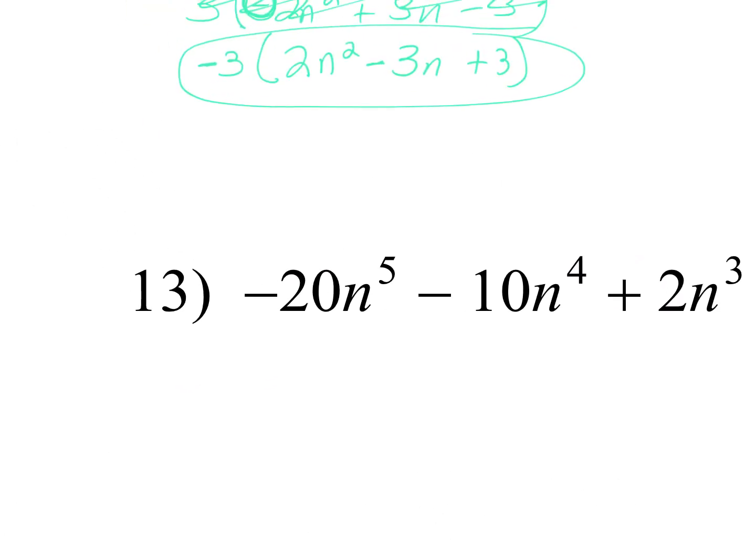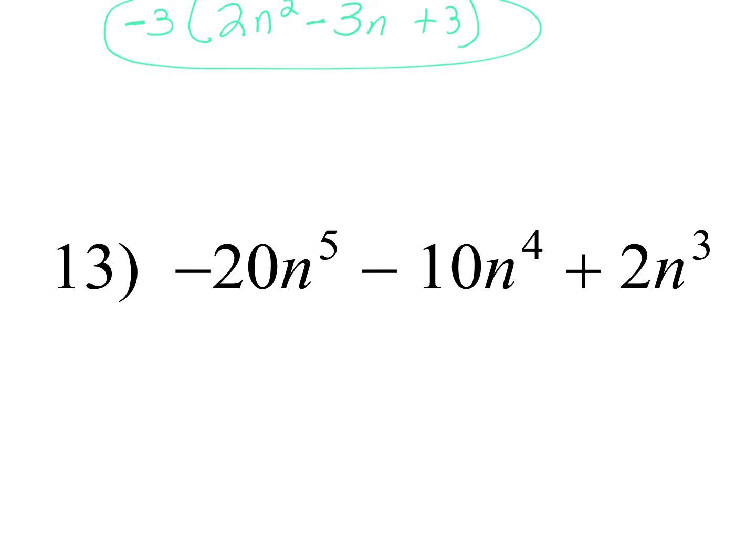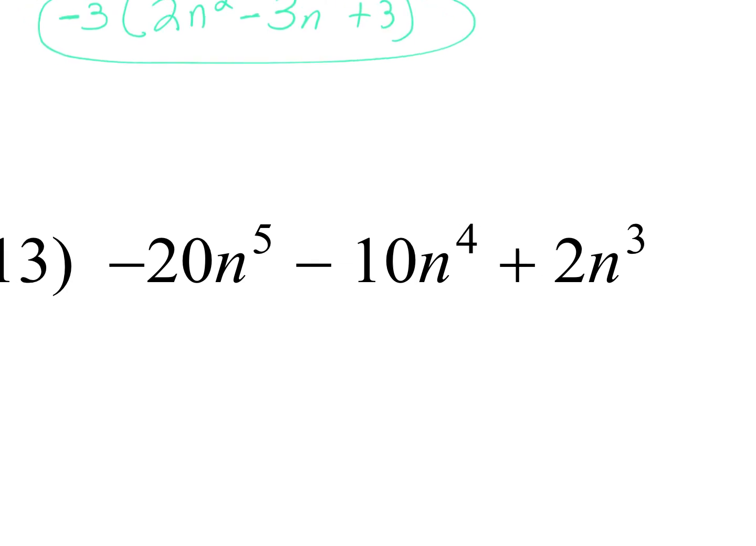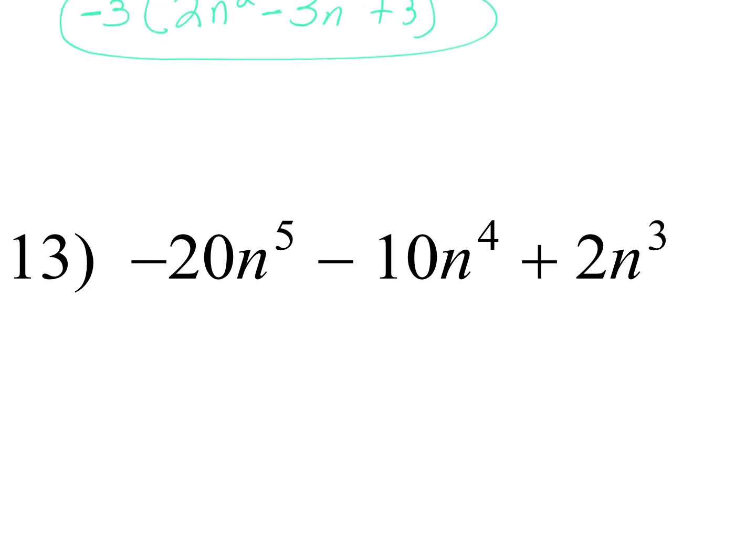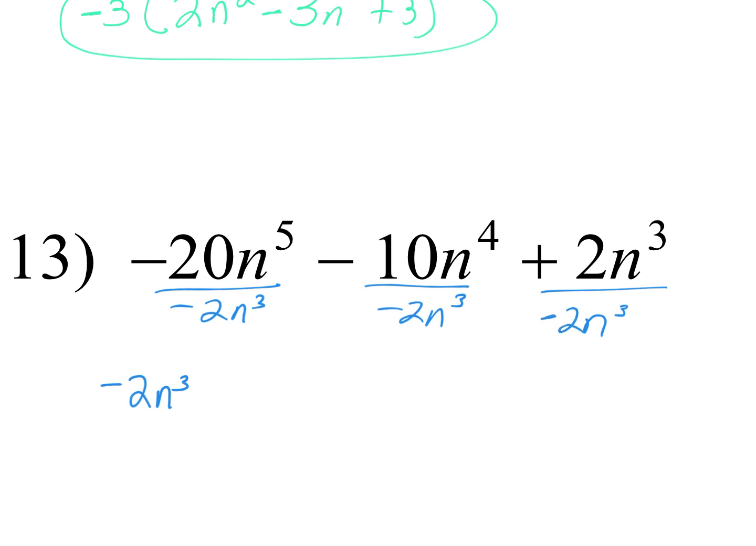All right, what's going on in 13? Okay, I could take out a negative 2, agreed, and an n cubed. Perfect. Take out the negative because we lead with a negative. 2 goes into all 3 of them, and I have at least 3 n's in each term. So we have negative 2 here. When we divide out, negative 20 divided by negative 2 is 10.